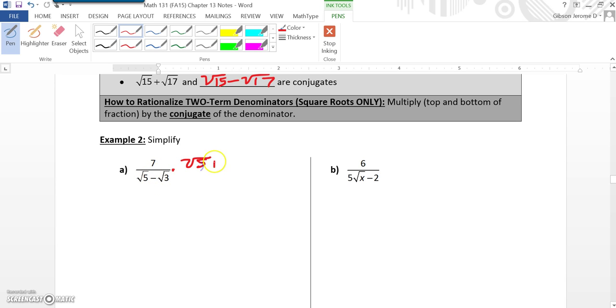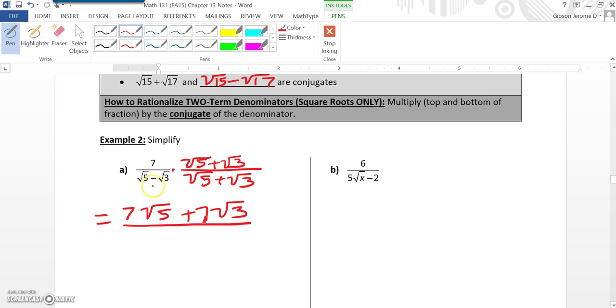So we would do the square root of 5 plus the square root of 3 in the numerator and the denominator. Now, first, let's just multiply the numerator. That will give us 7 times the square root of 5 plus 7 times the square root of 3, because remember, we will do the distributive property. Now, our denominator will go like this. You can multiply the first two terms and the last two terms.